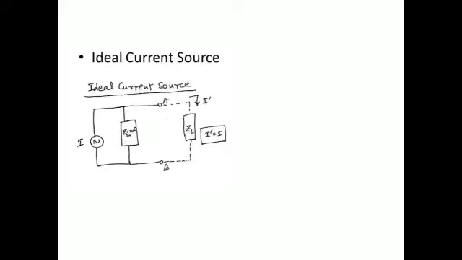Next is the ideal current source. It is an active device that can supply a constant current to any load or resistance irrespective of the output voltage across the terminals. It is also called a constant current source. The figure that you see on the screen is that of an ideal current source. Its internal impedance connected in parallel is infinity, and therefore the current at the load is simply equal to the value at the source. So we get I dash to be equal to I.